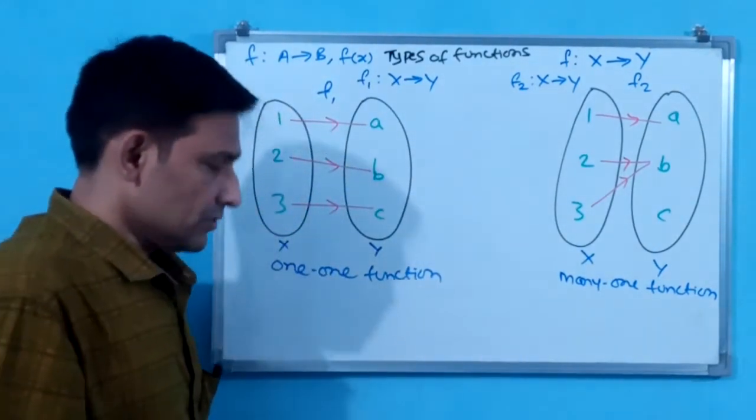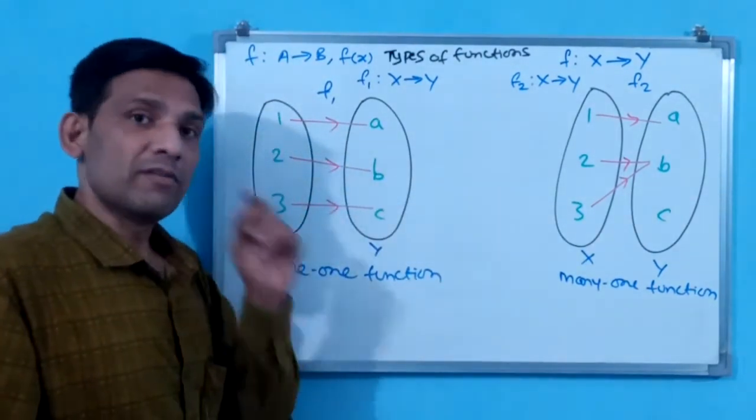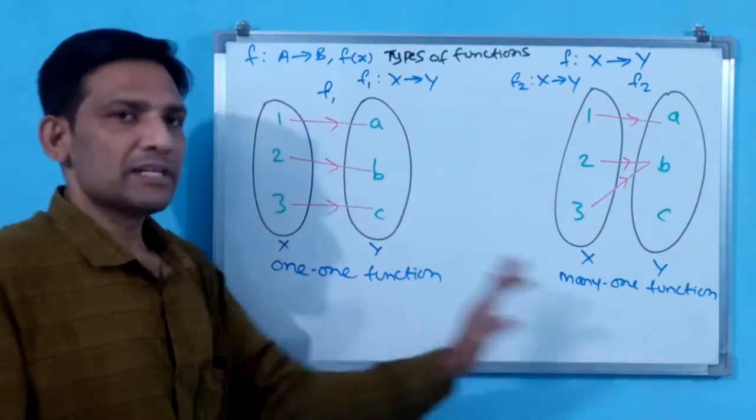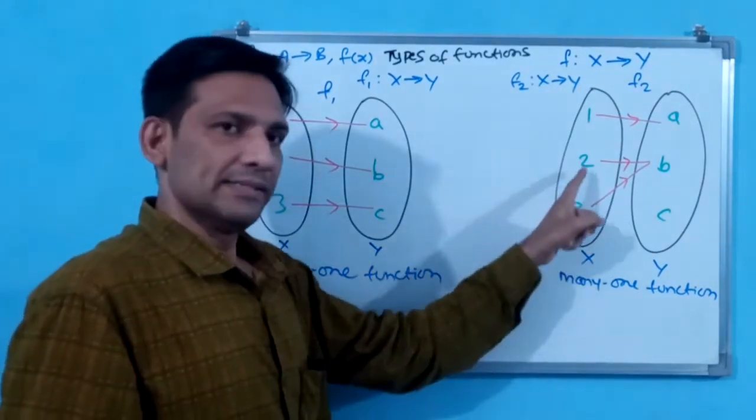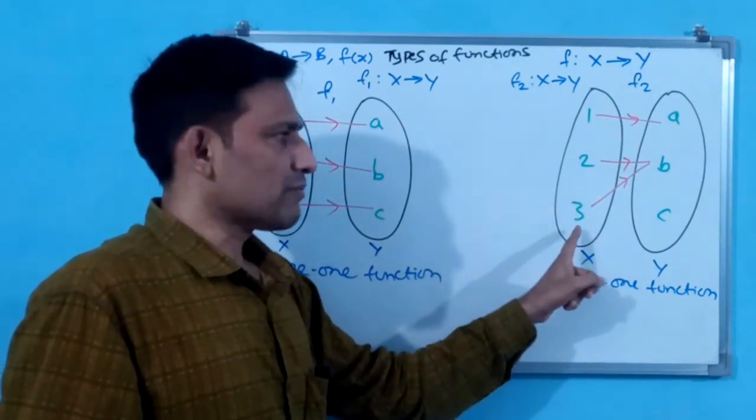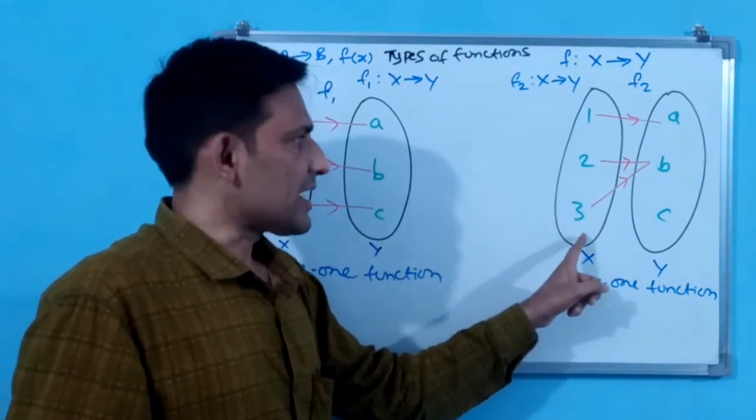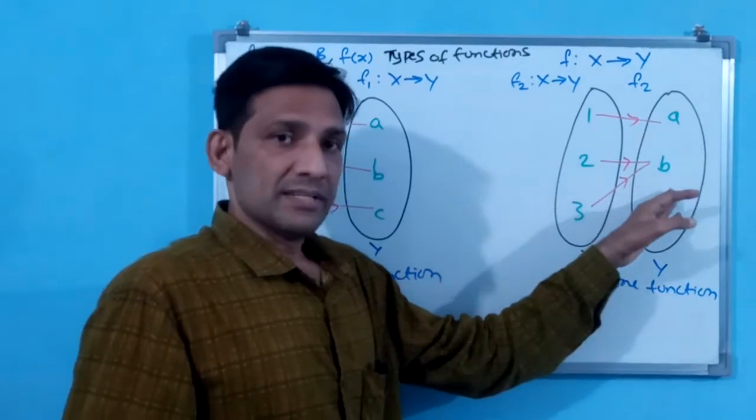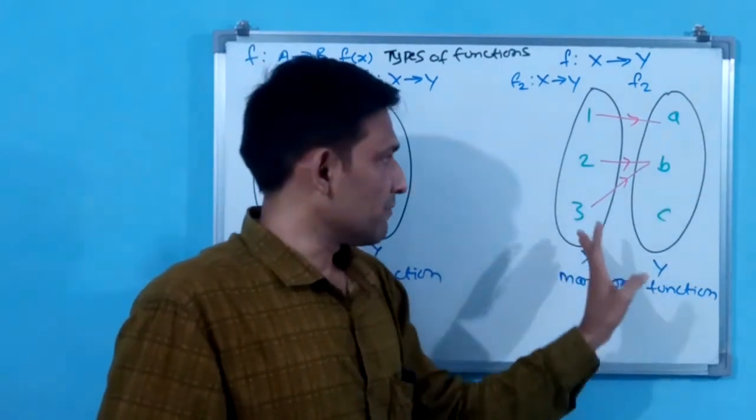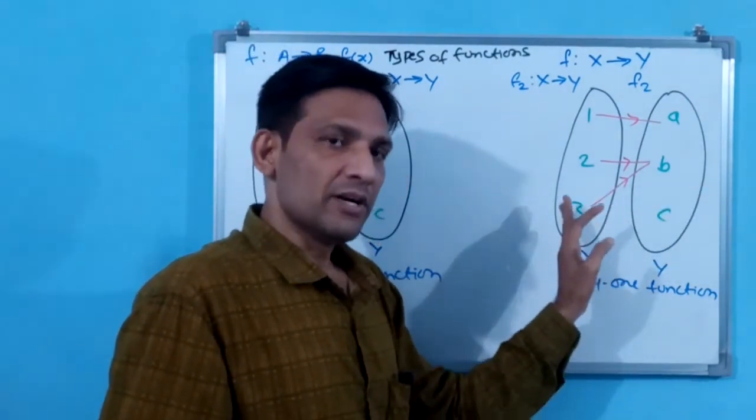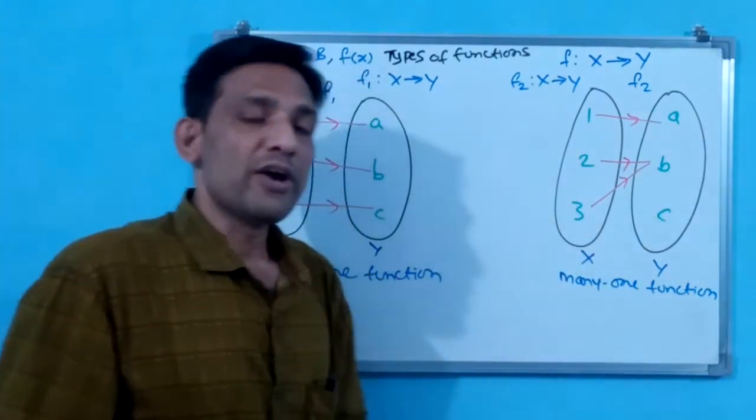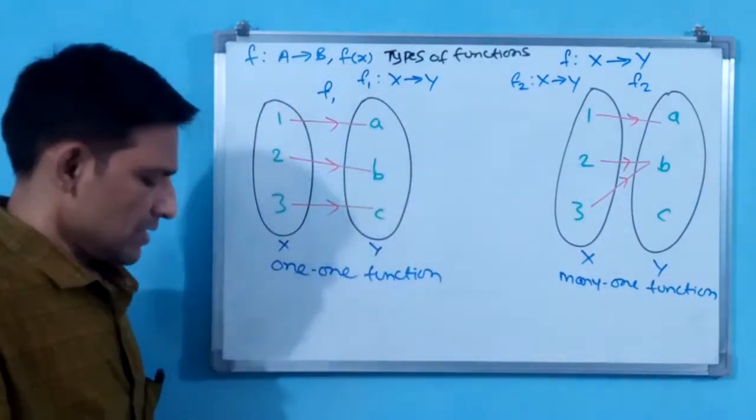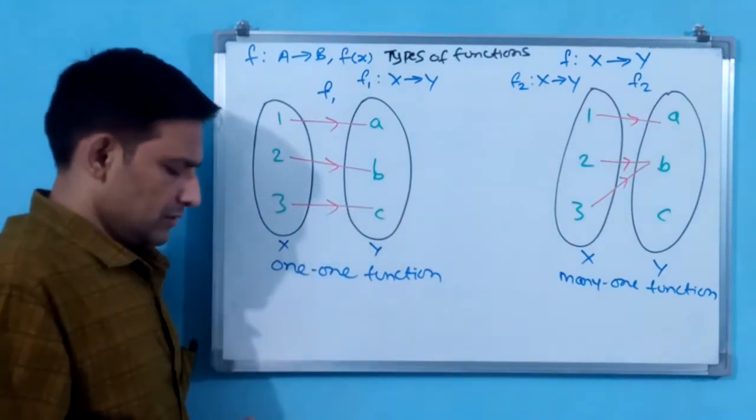This is going to be called a many-1 function. 1-1 function, many-1 function. Why many-1 function? See, more than one element from A has only one image, one image for more than one domain element, then that is going to be called a many-1 function.